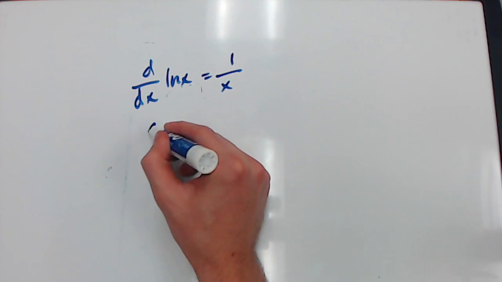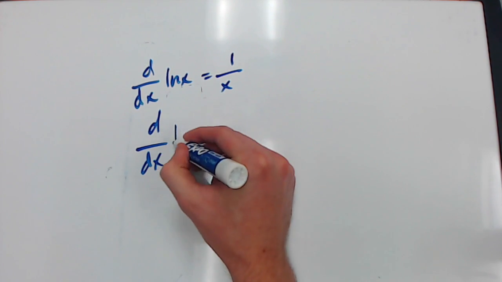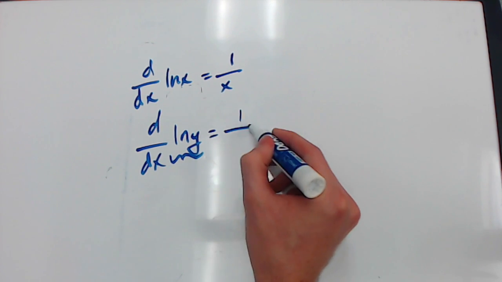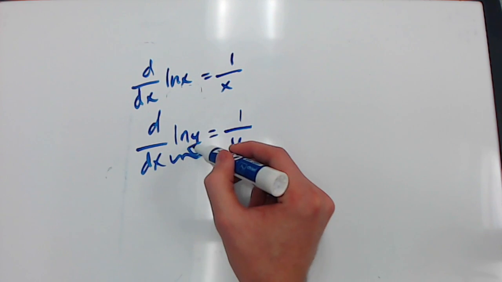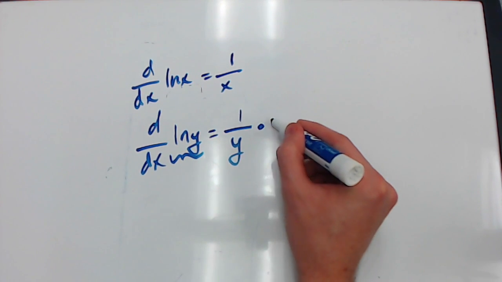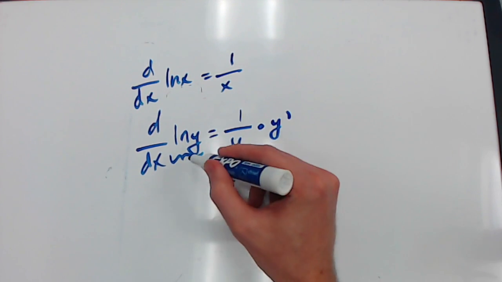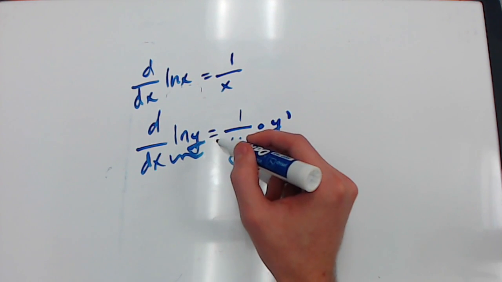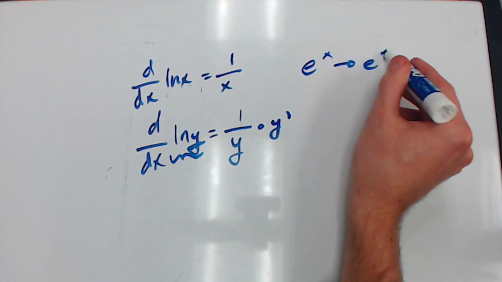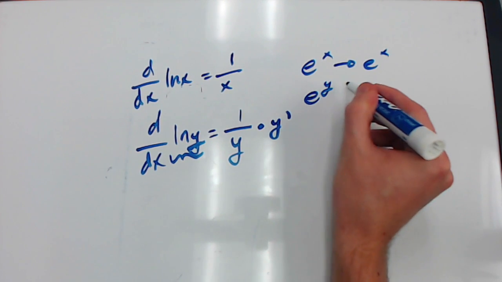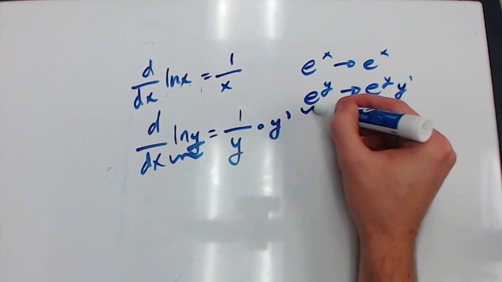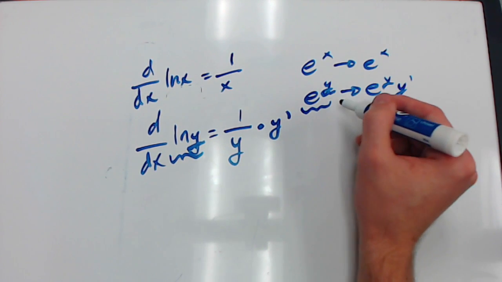Now for y, on the other hand, if we had ln of y, we would have to do our chain rule. So we'd get 1 over y, taking the derivative of the outside while keeping the inside the same, multiplied by y prime. That's the derivative of the inside. Now e to the x has a derivative that is also e to the x. For e to the y, it would be e to the y times y prime. Derivative of the outside times the derivative of the inside.